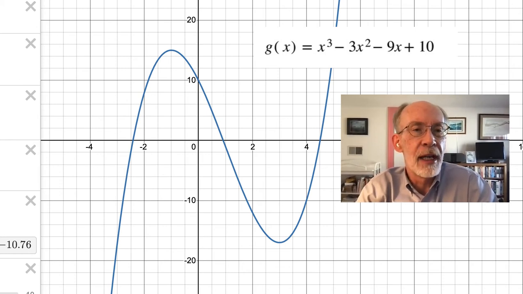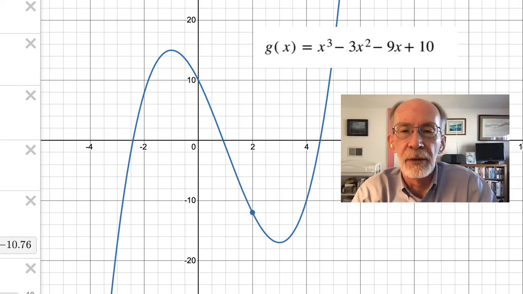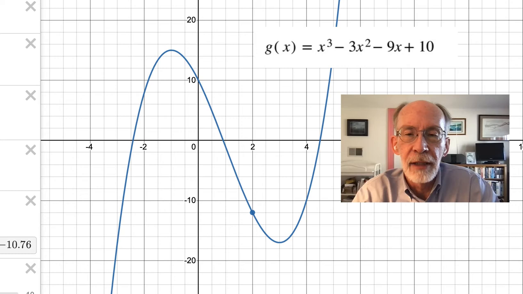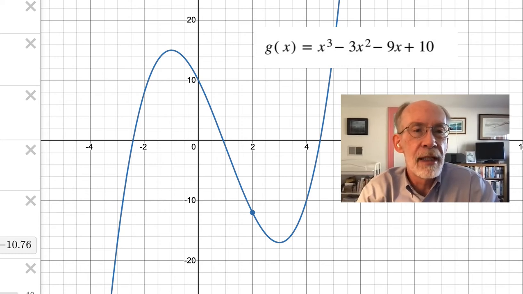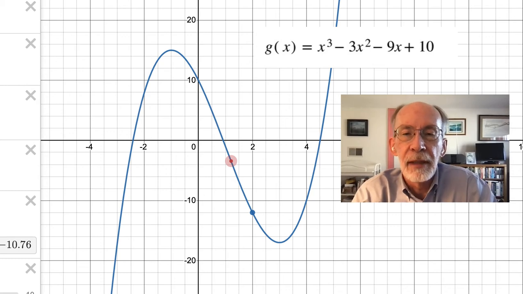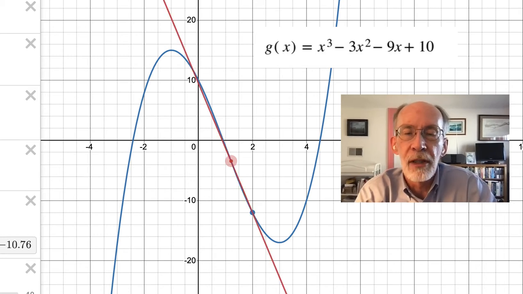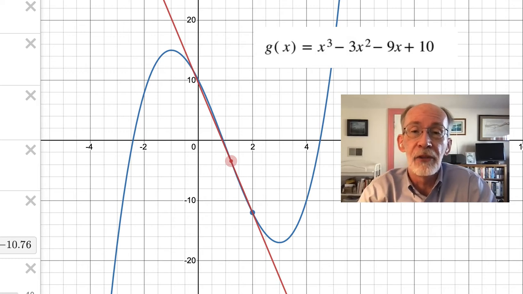We're going to examine a particular value, x equals 2, so this is the point 2, g of 2, which is 2, negative 12. And we're going to then identify another generic point at x equals x naught somewhere on this graph. So we have points at x equals 2, we have points at x equals x naught on the graph of g, and we're going to make a secant line connecting those 2 points. Now, a derivative is nothing but a limit of a secant slope.